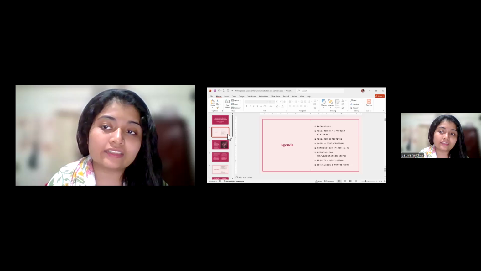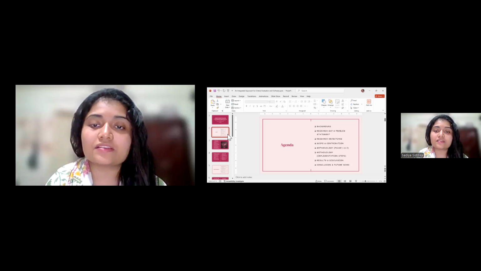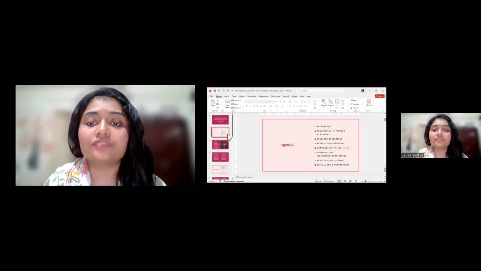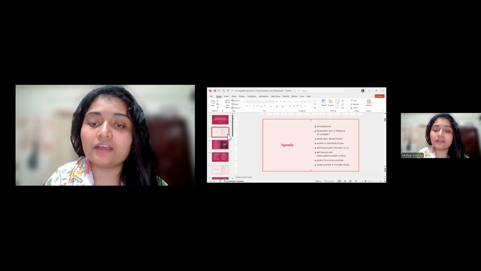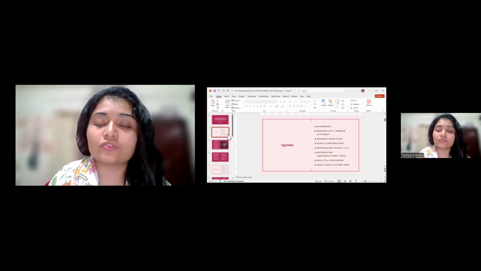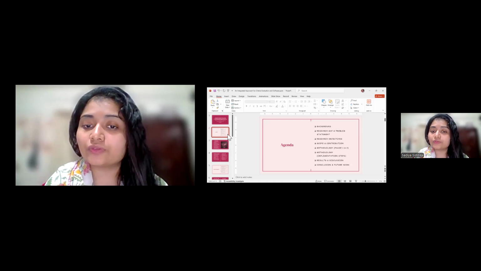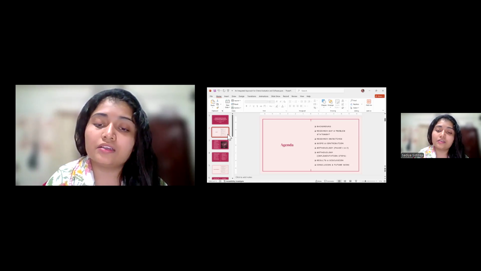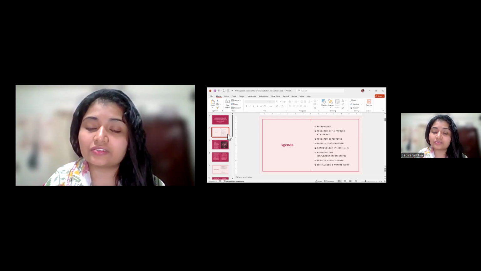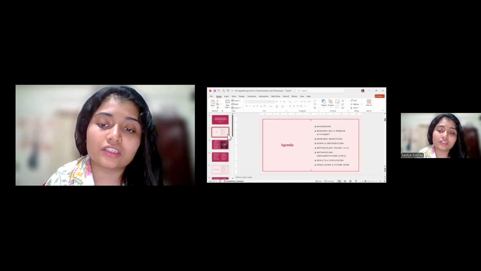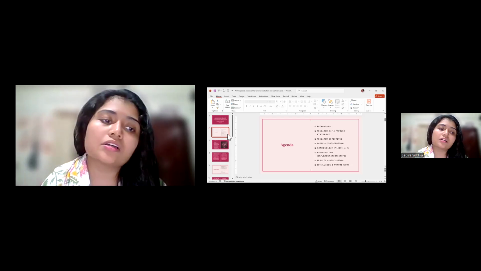So today the agenda of this paper analysis is the paper's background, research gap and problem statement, research objectives, scope and contribution, methodology, which is phase 1 and 2, then implementation steps, results and discussion, and the last one is conclusion and future work.